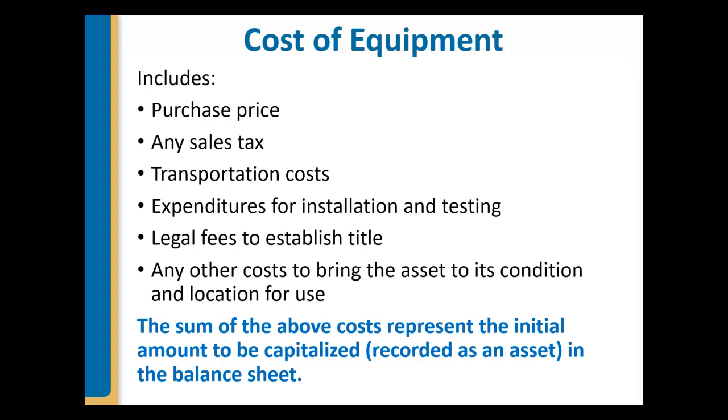Equipment is a broad term. It encompasses machinery used in manufacturing, computers, and other office equipment, vehicles, furniture, and fixtures. The cost of equipment includes the purchase price along with sales tax, transportation costs paid by the buyer to transport the asset to the location in which it's going to be used. Also, expenditures for installation, testing, any legal fees to establish title, and any other cost of bringing the asset to its condition and location for use. To the extent that these costs can be identified and measured, they should be included in the asset's initial valuation rather than expensed currently.